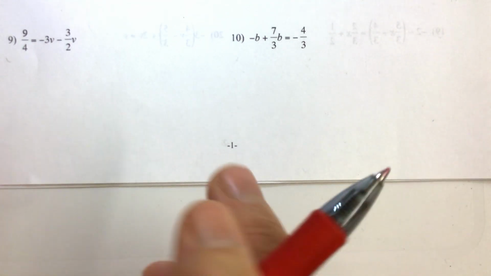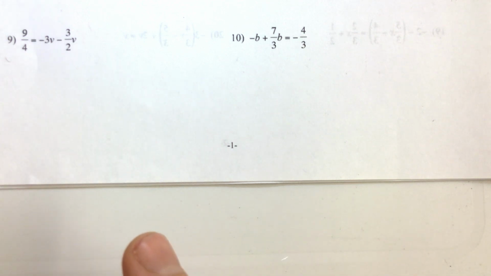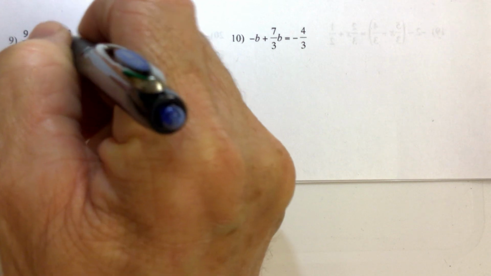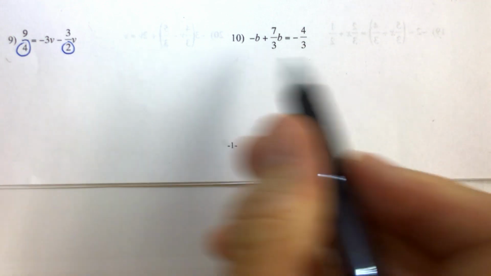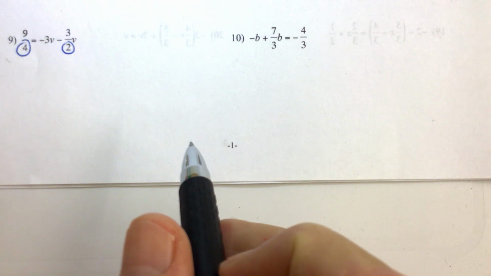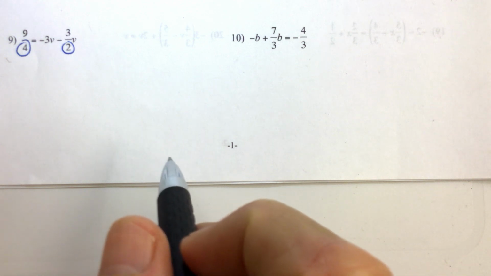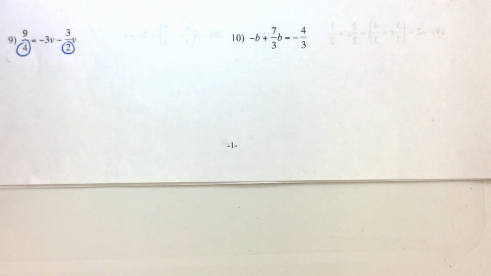Alright, so for number 9, we don't have parentheses on this one, but we do have fractions. And what we want to think about here is what would be our best first step? Our best first step would be to clear the fractions in this case. There might be some exceptions to that general rule, but in general we want to clear the fractions.